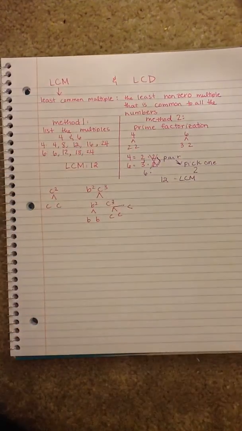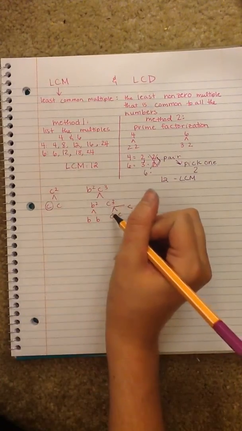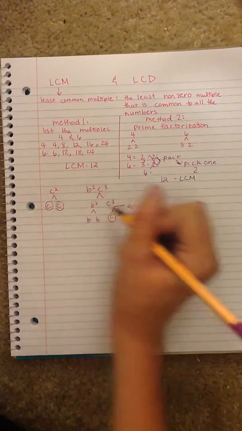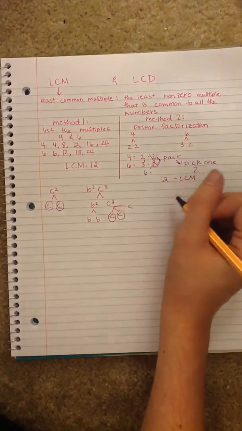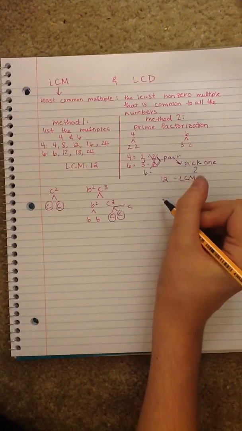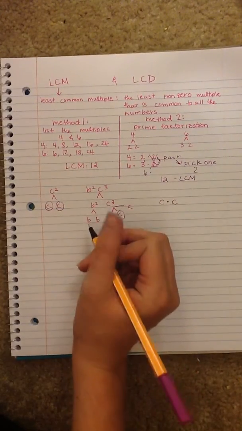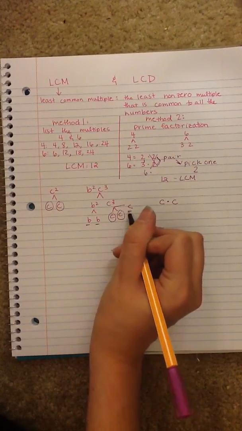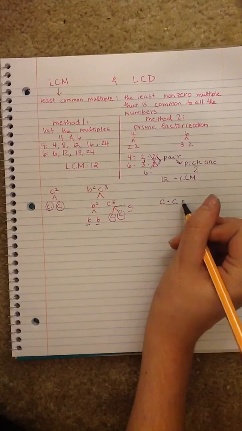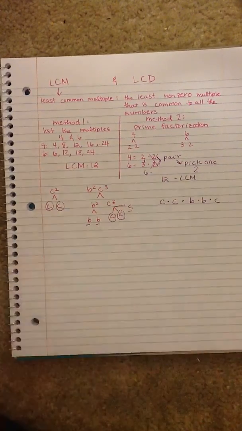And this may be an easier way to see it. Anything that has a pair, I'm going to circle. So this c and this c is a pair. This c and this c is a pair. Again, for each pair, I pick one. So c times c. Then all the stuff that doesn't have a pair, I multiply together. B times b times c.